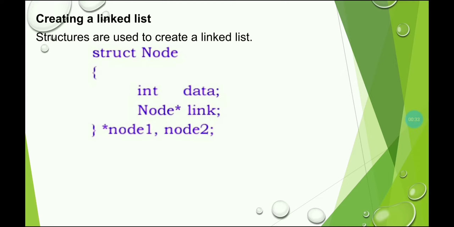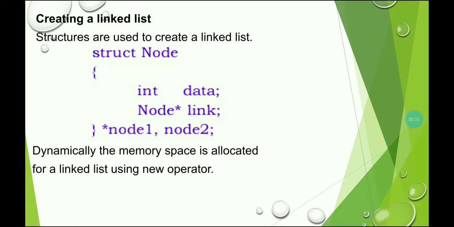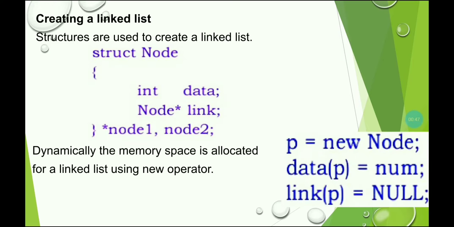Then what about the memory allocation of a linked list? As linked list is a dynamic data structure, memory is allocated for it using the new operator, that is during runtime. See here, P is equal to new node. It is a new node. The data part of P is filled with a number. Link of P will be null. It represents one complete node here.